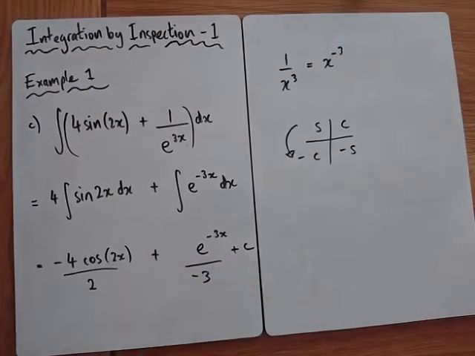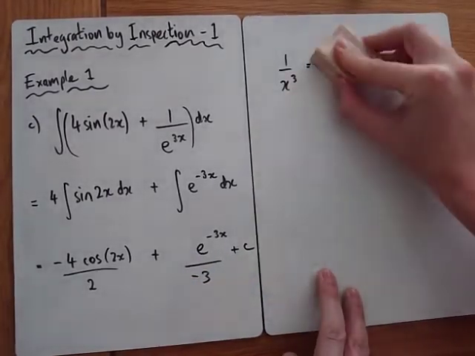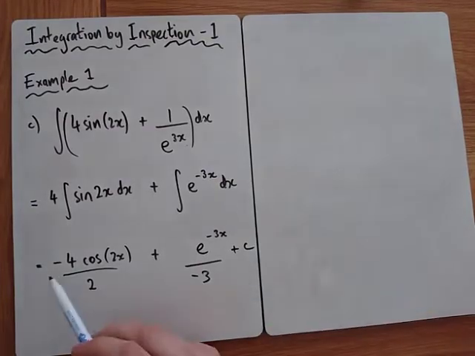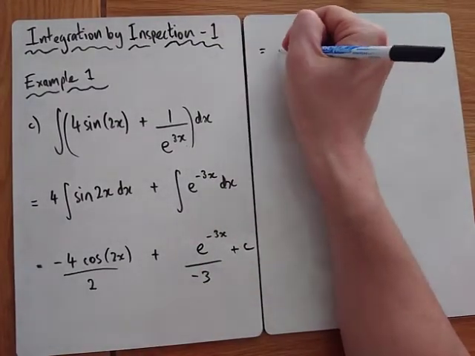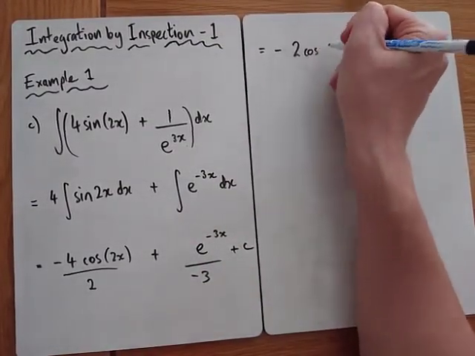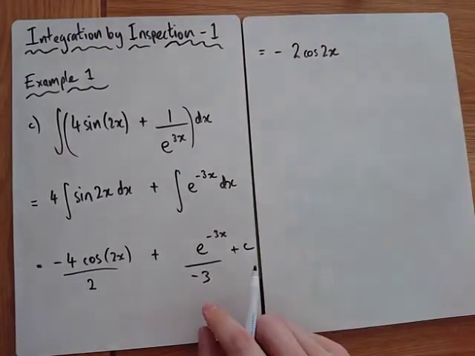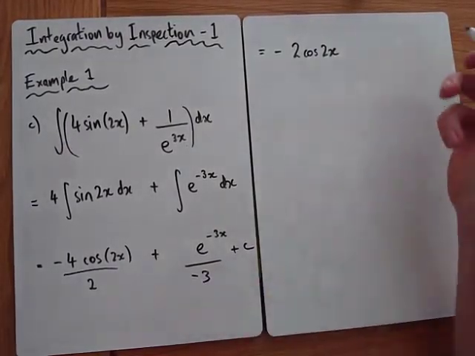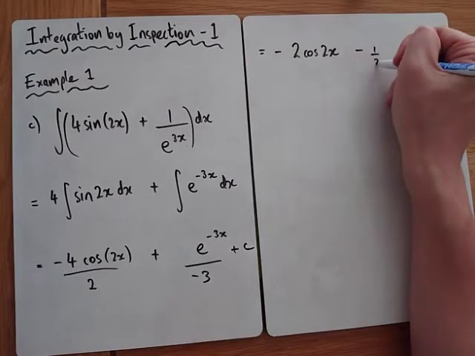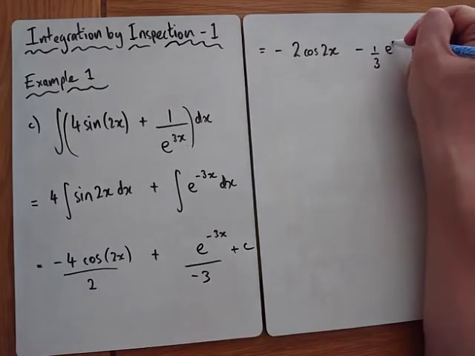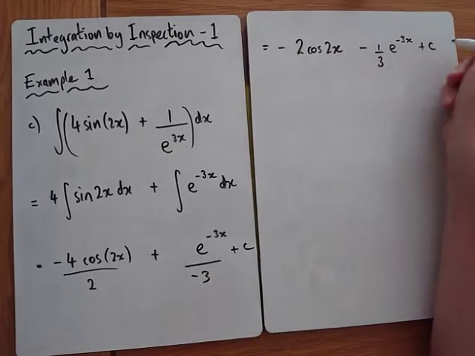Obviously we need to tidy this up a little bit before we're finished, but we're almost done. So minus 4 divided by 2, that would equal minus 2 cos 2x. And I wouldn't leave the minus 3 on the bottom. So that's minus a third e to the minus 3x plus c.